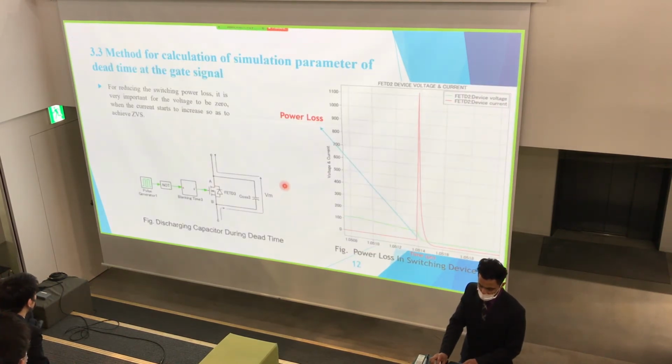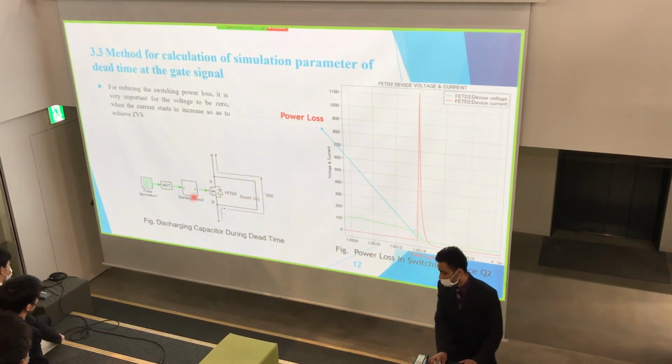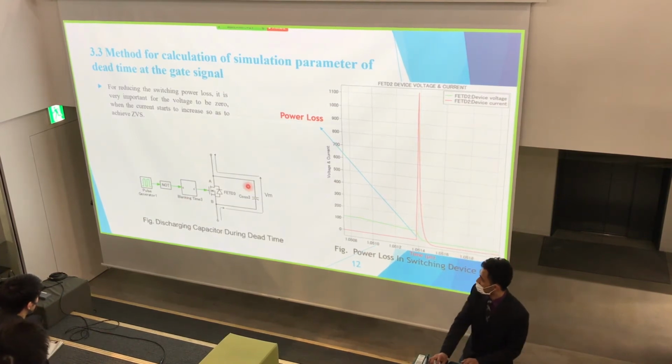Now, for the dead time parameter, we can calculate it in such a way that the power loss doesn't occur. What is the dead time? It's the time when both the switches are off, and during this time the parasitic capacitance of the switching device discharges.